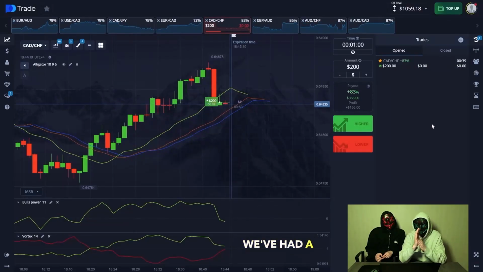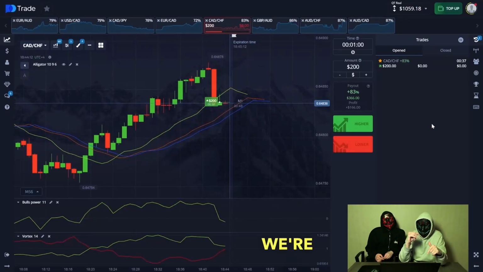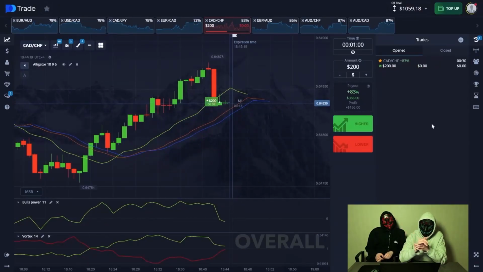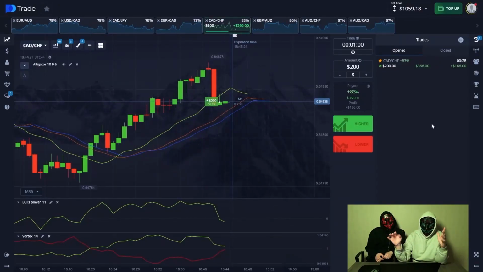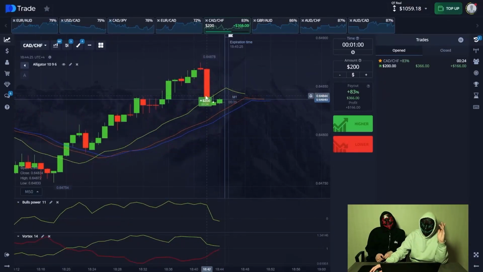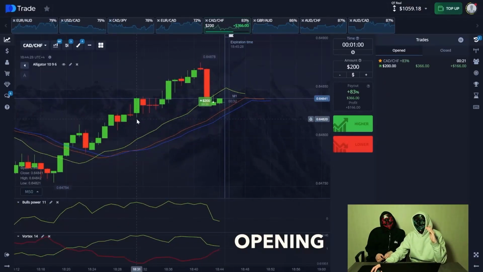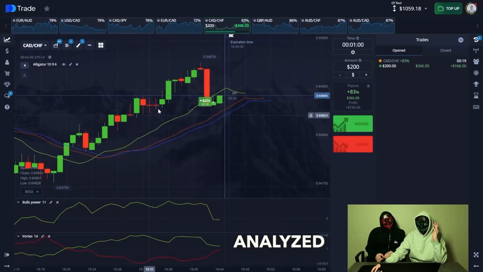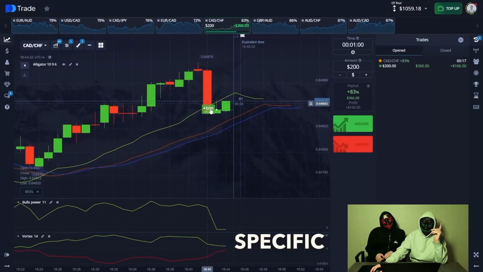So friends, we've had a bit of a trend pullback, but in any case, we're opening upwards since the overall trend is rising. It's not dropping, nothing changes due to one candle. You can also keep opening trades in the direction you've initially analyzed without worrying about one specific candle.